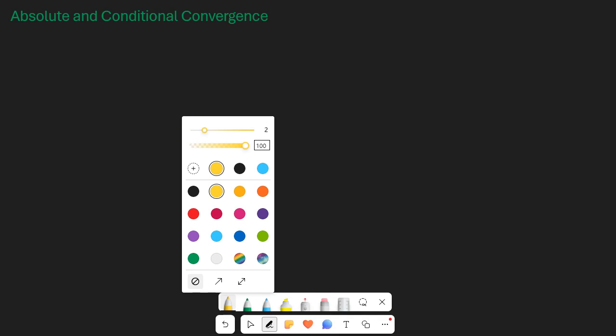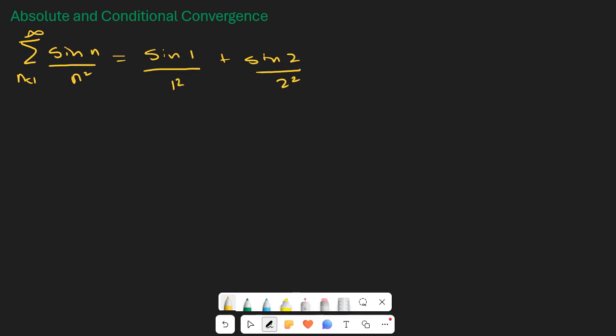Now, for instance, let's say that you have a series such as sine of n divided by n squared, with n equals 1 to infinity. Well, if I was to expand this, I would have sine of 1 divided by 1 plus sine of 2 divided by 2 squared. And we'll put 1 squared, why not?